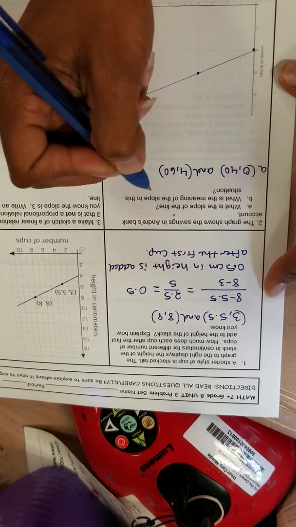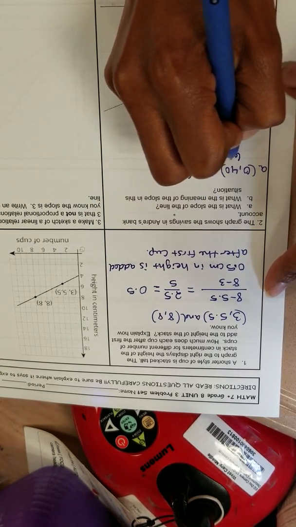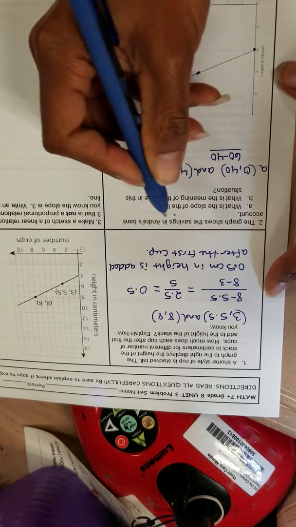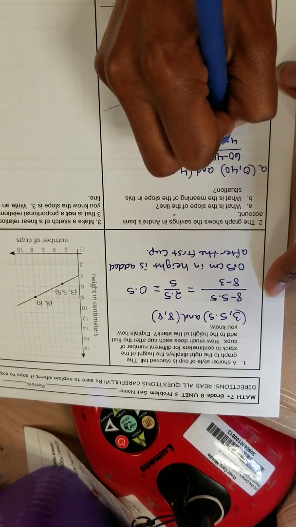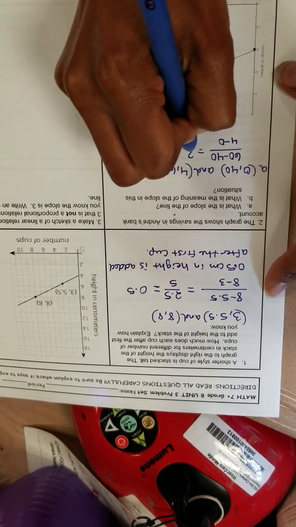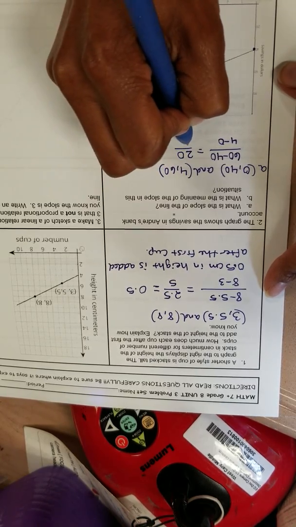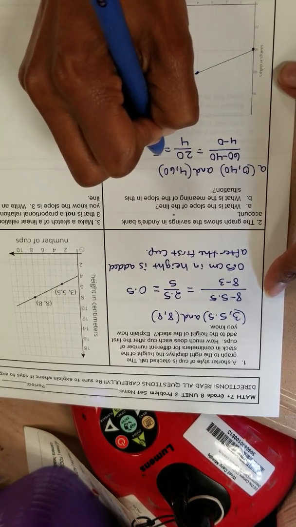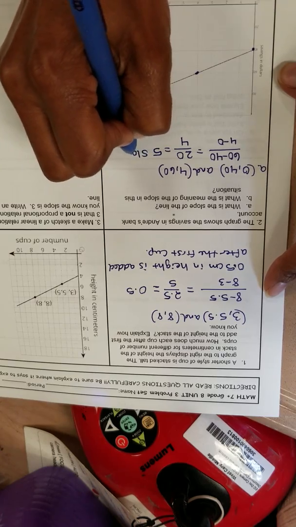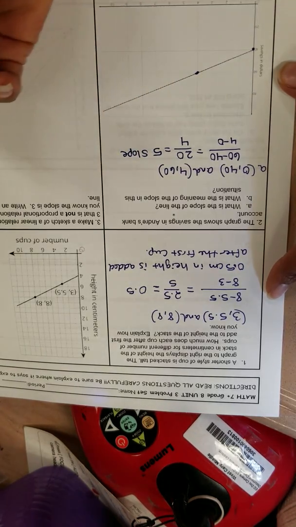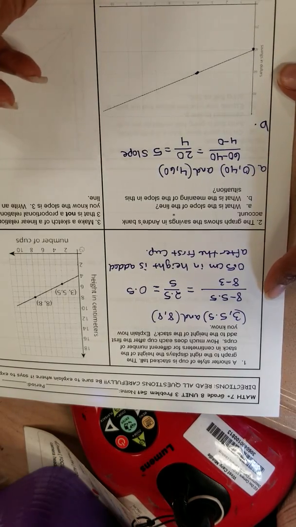So now let's find the slope. So we're going to do 60 minus 40 over 4 minus 0. So 60 minus 40 is 20 over 4 minus 0 is 4. That comes to 5 as being the slope of the line. Okay. So then B says, well, what is the meaning of the slope of that line for this situation?